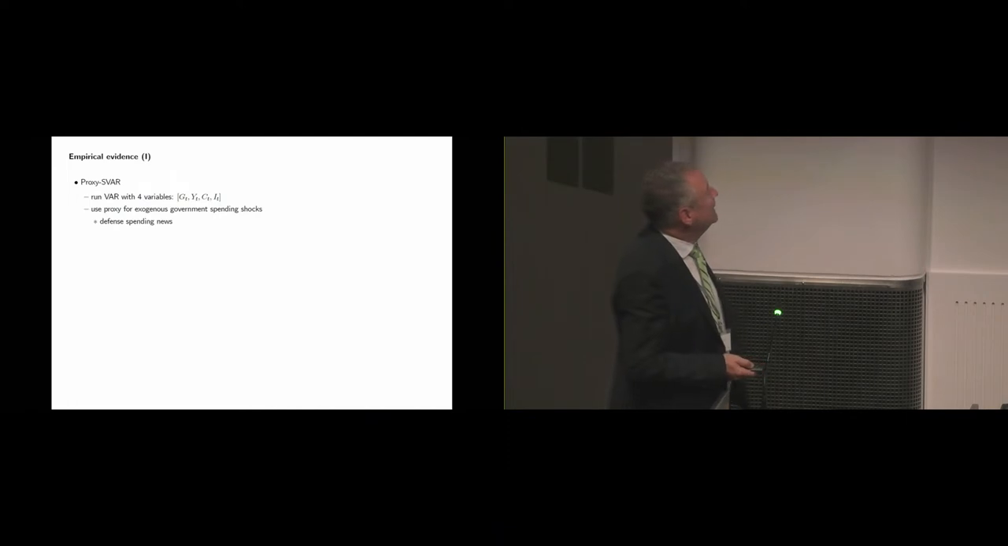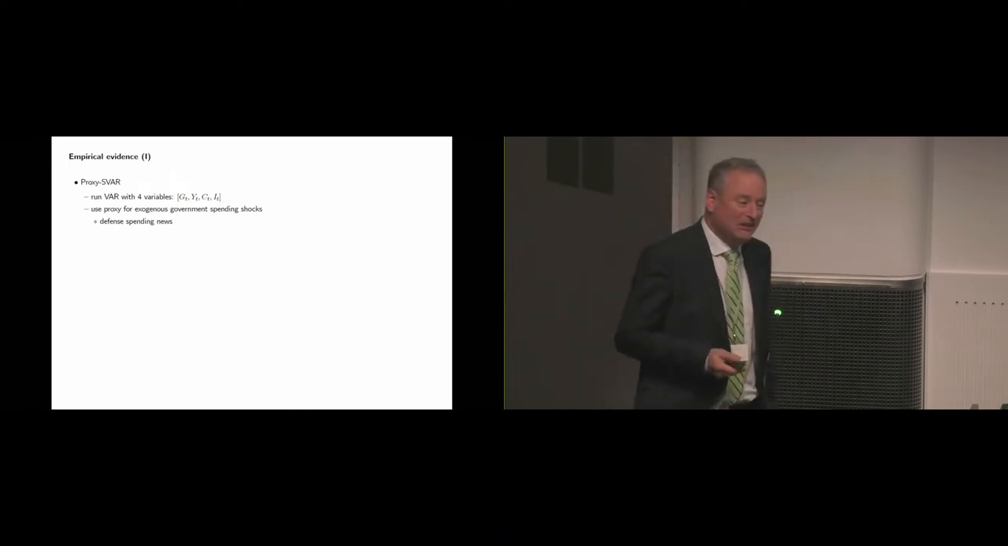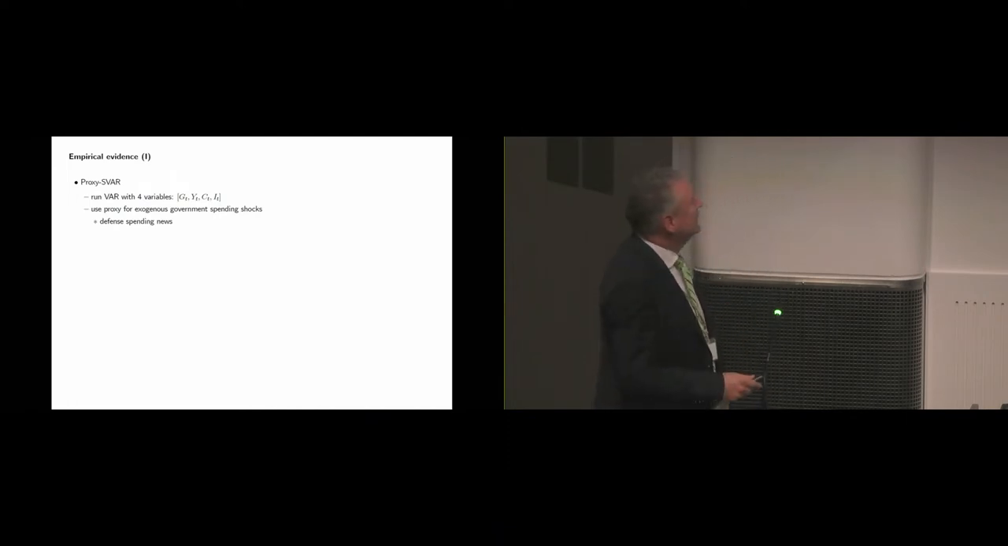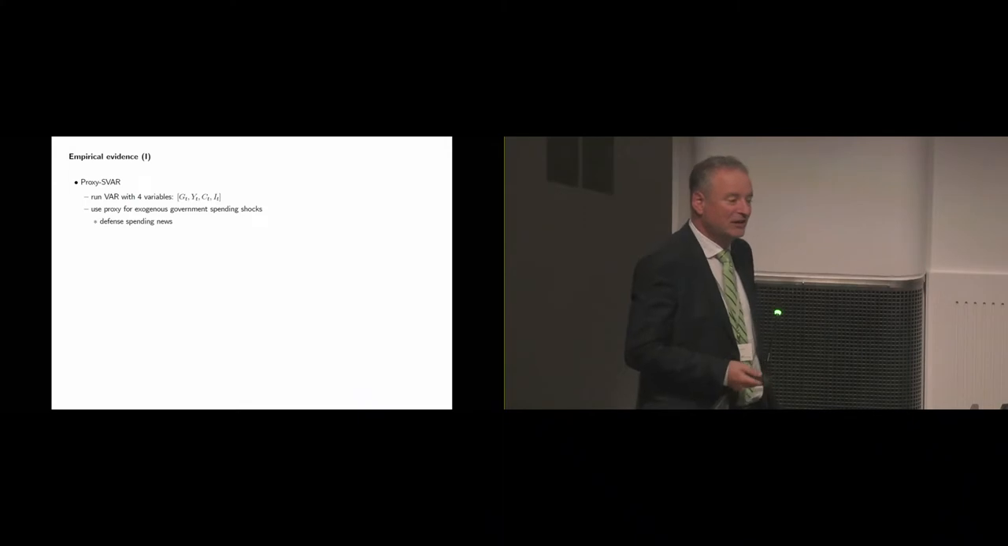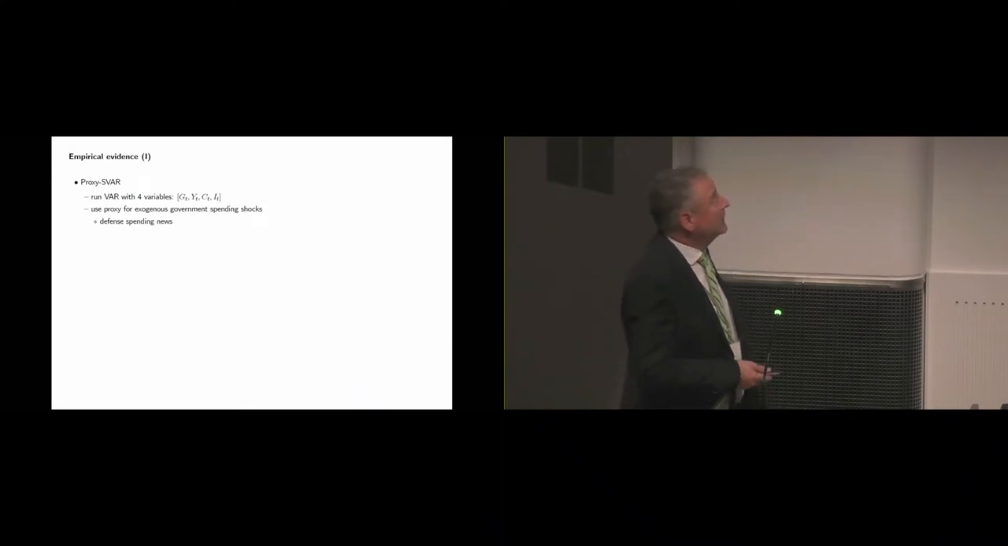So let me talk a little bit about the empirical evidence. As Rigas said, there are two methodologies they are going to use. The first one is a proxy SVAR. So basically they have a VAR with these four variables: government spending, output, consumption, and investment. And they have a proxy for exogenous government spending shocks, which intuitively works as if it were some kind of an instrument.